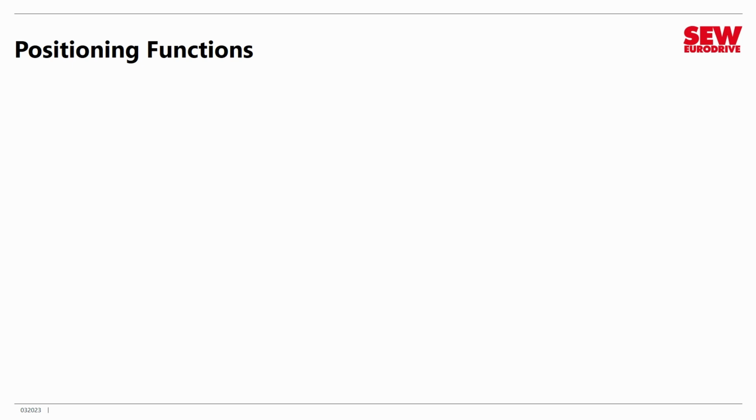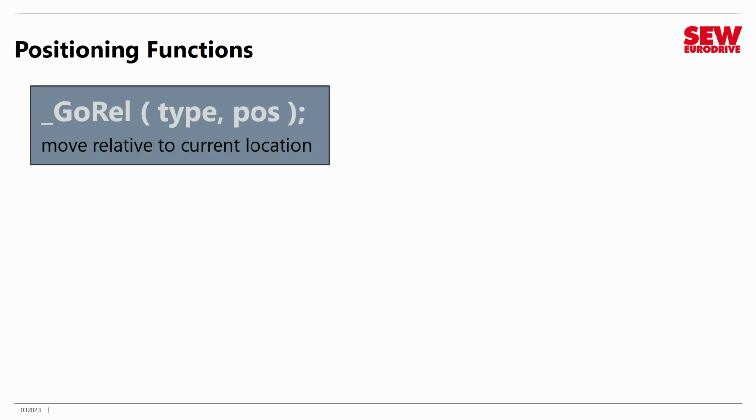Okay, let's get to the IPOS functions that perform positioning. There are just two. The first is called GoRel. And I think you can guess what it does. It does relative positioning, so it's going to move relative to the current location. Now you notice it has two parameters available called type and pos. Type indicates how you want the function to behave, and there are only two types available. And this should be familiar.